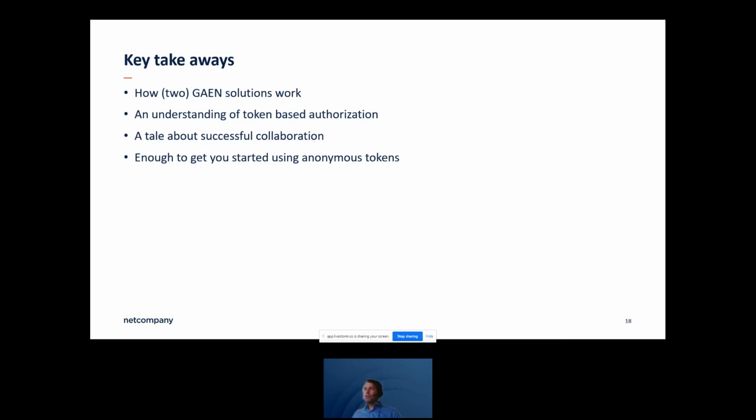And it just goes to show that if you share your code, if you listen to all the talented and intelligent people out there, you're actually able to improve such a thing as security, or just the general quality of your code, or your solution in general, of course. And then finally, enough to get you started using anonymous tokens.